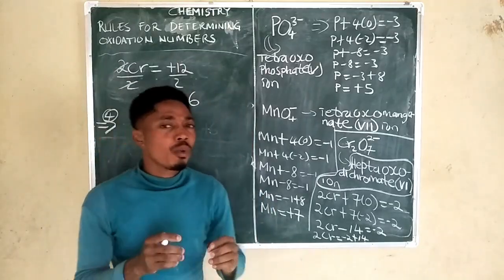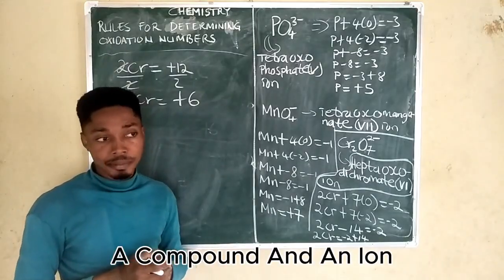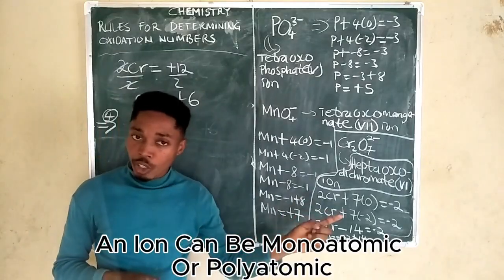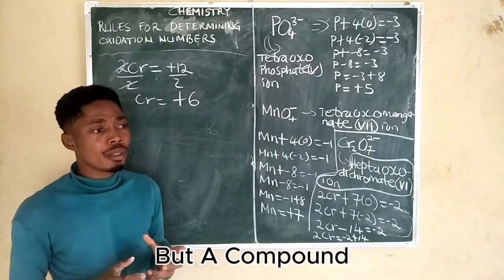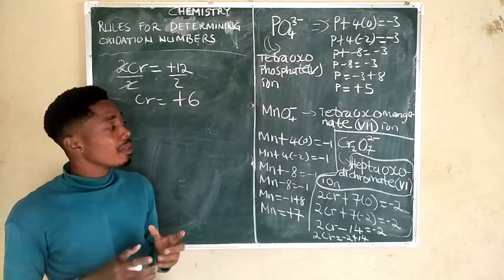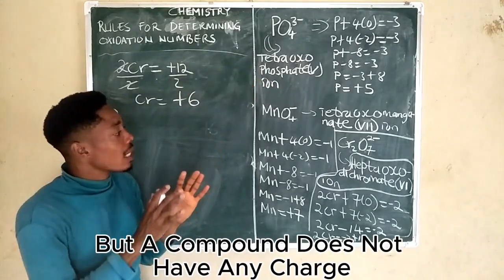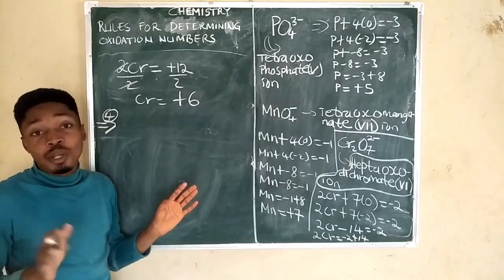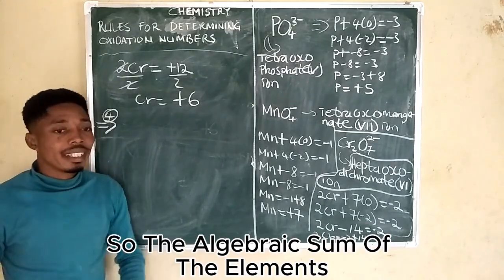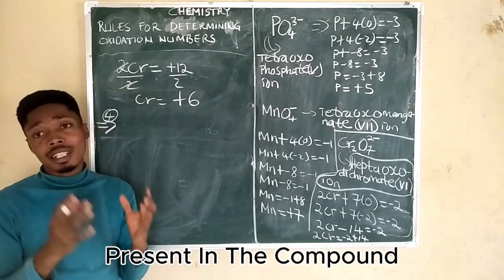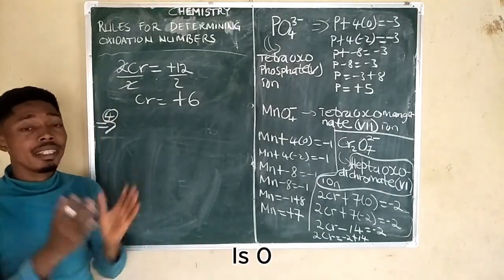In rule number 4, we are seeing that there is a difference between a compound and an ion. An ion can be monoatomic or polyatomic. But a compound is different. Ions will have charge, either positive charge or negative charge, but a compound does not have any charge. Or you can say that the charge of a compound is 0. So the algebraic sum of the oxidation numbers of the elements in a compound is 0.